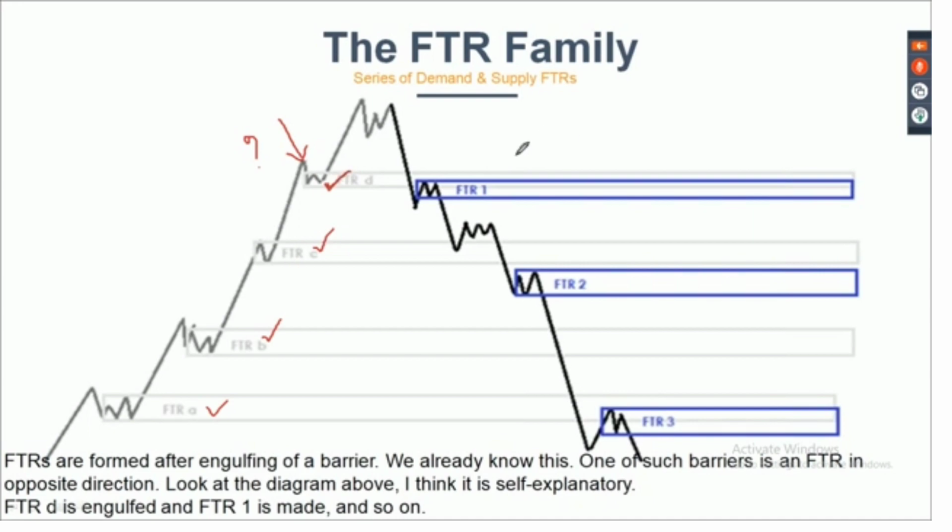Now this FTR is broken. The demand FTR is broken. If that demand FTR is super strong, and somebody breaks it, who is that guy? He is stronger. Now who is superior? So the supply FTR which broke the demand FTR is super strong.